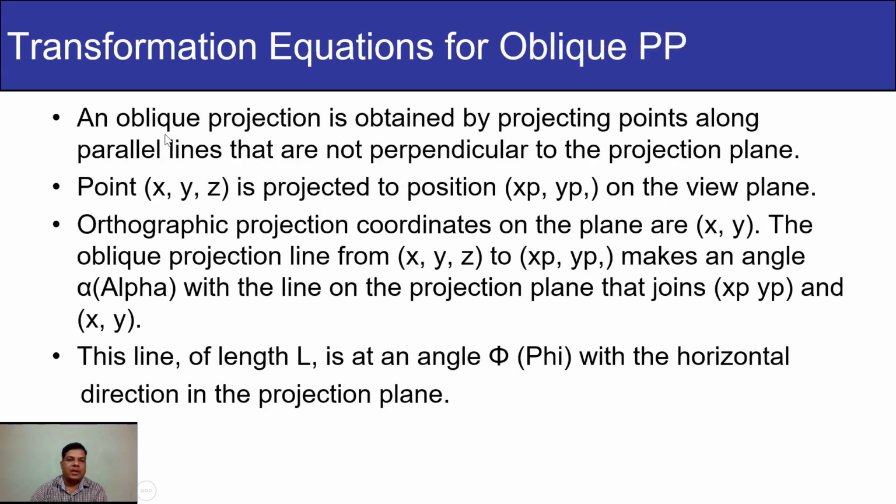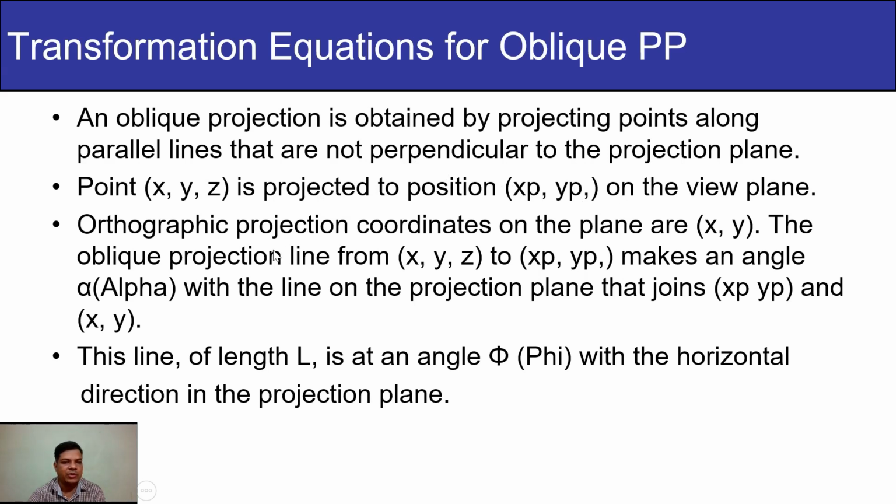Now, an oblique projection is obtained by projecting lines along parallel lines that are not perpendicular to the view plane. So what is happening in this case? The projection lines are parallel, but they are not perpendicular to the view plane. Such a type of projection is basically called oblique parallel projection. Now point x, y, z is projected to position xp, yp on the view plane.